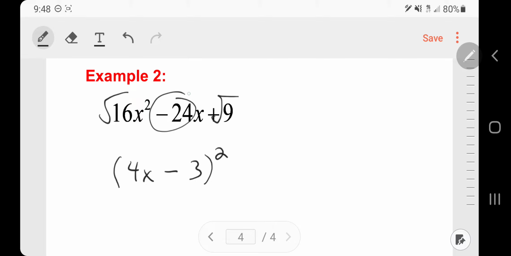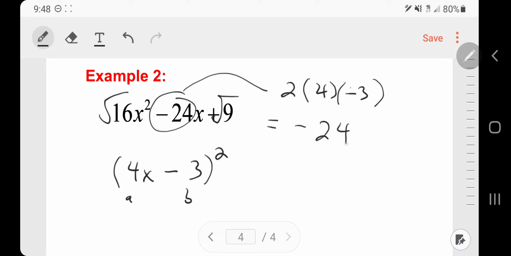And now we can go ahead and just check and make sure our 2ab works out. 2, our a and our b. Our a is 4. Our b is negative 3. And when we work that out, sure enough, we do get our negative 24. 2 times 4, 8, times negative 3 is negative 24, which lines up perfectly with our middle term. So this would be our final answer here.